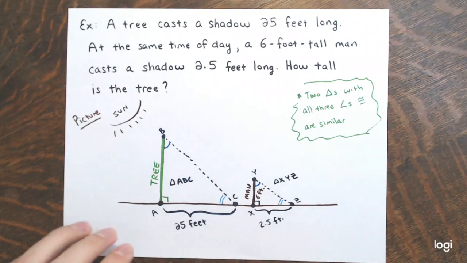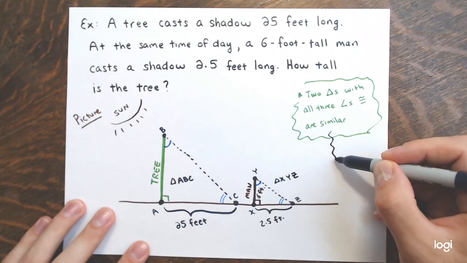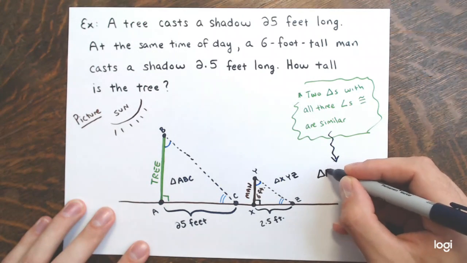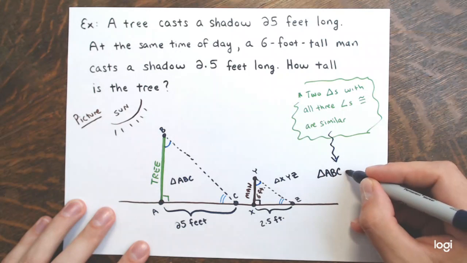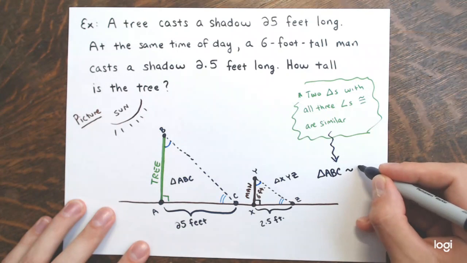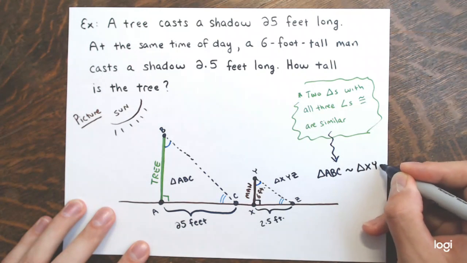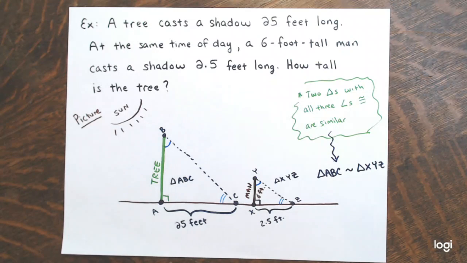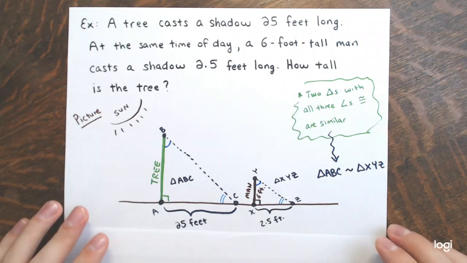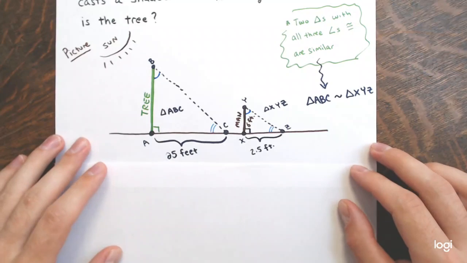All right, and we're seeing, because of this statement up here, that my triangle ABC is similar to triangle XYZ. All right, and since they are similar, that means that again, all three corresponding angles are congruent, and all pairs of corresponding sides come in the same ratio.